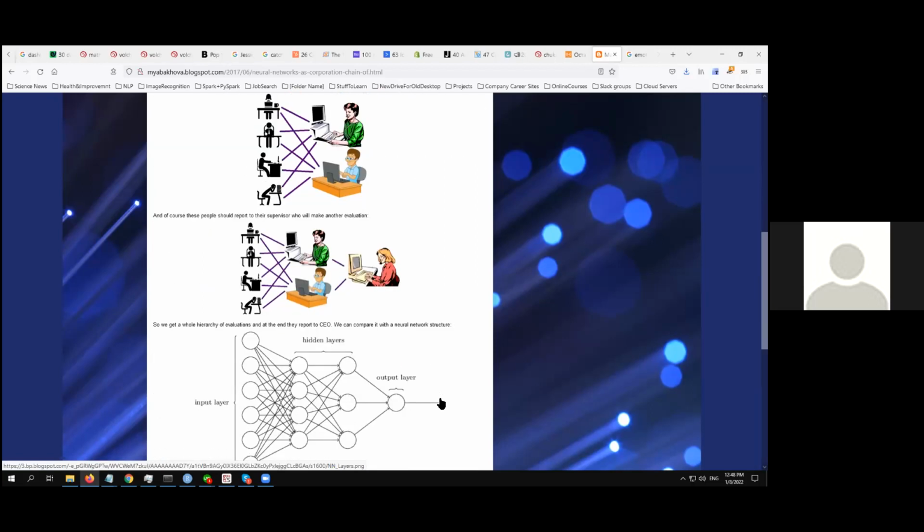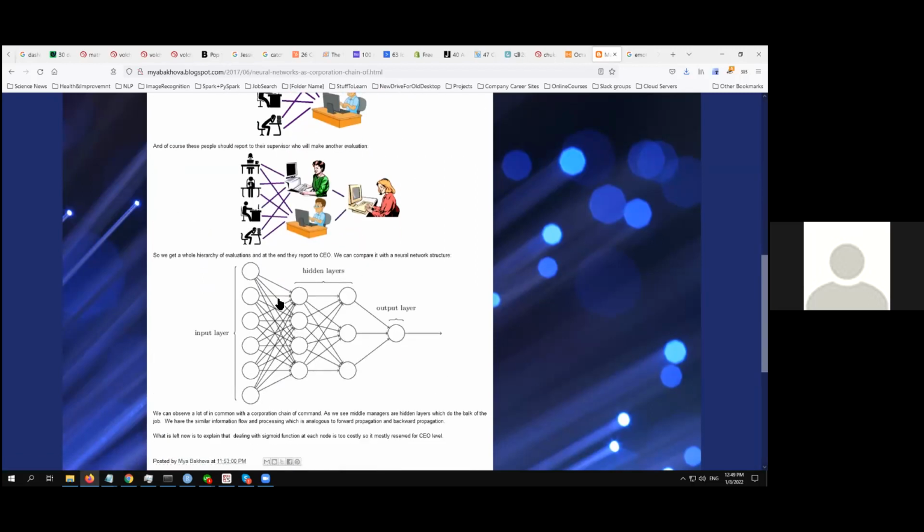So you see, you have hidden layers, and as in real life, hidden layers, like middle managers, do the bulk of the work and are not known to anybody. That's it. Okay, thank you very much. Welcome back. I love the idea of saying the middle managers do the work, because we know that is true.